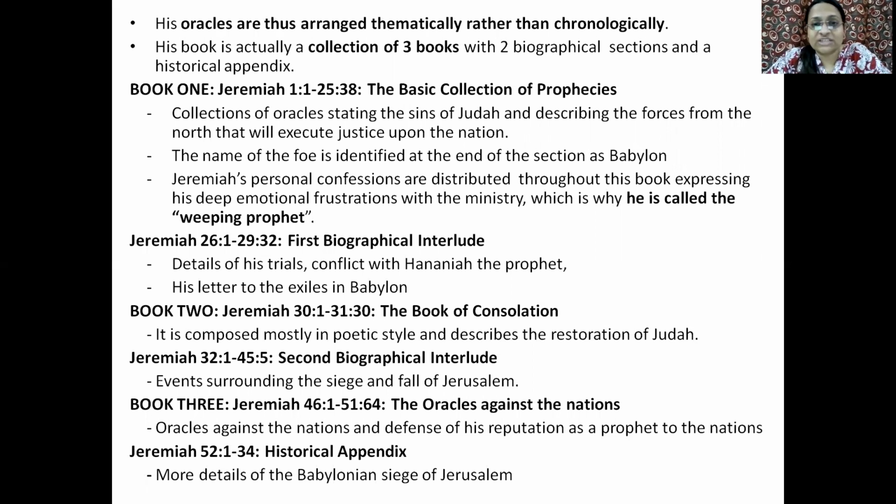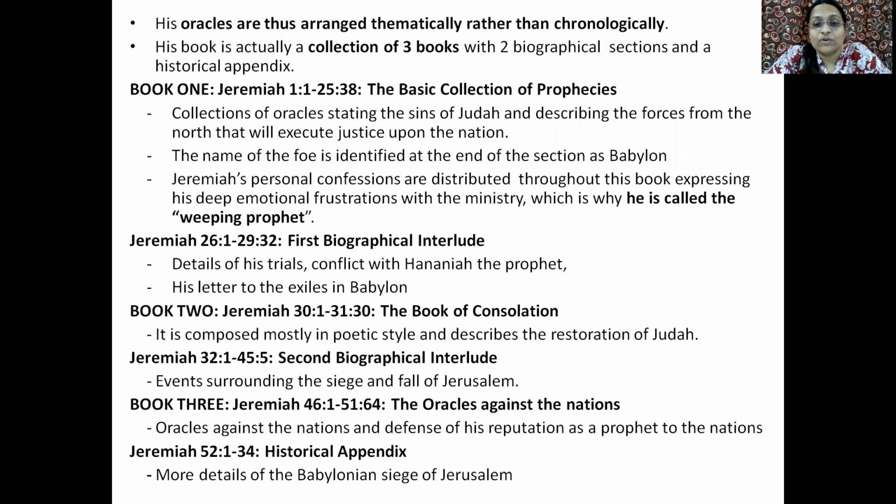Okay, his book is actually a collection of three books with two biographical sections and a historical appendix. So book one is from Jeremiah chapter 1 verse 1 to chapter 25 verse 38. It is the basic collection of prophecies. Here we have the collection of oracles stating the sins of Judah and describing the forces from the north that will execute justice upon the nation. Then the name of the foe is identified and named, and towards the end of the section, it is called Babylon.